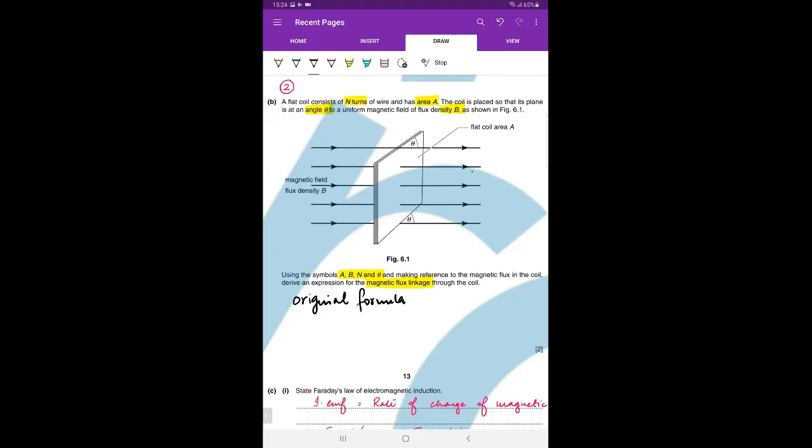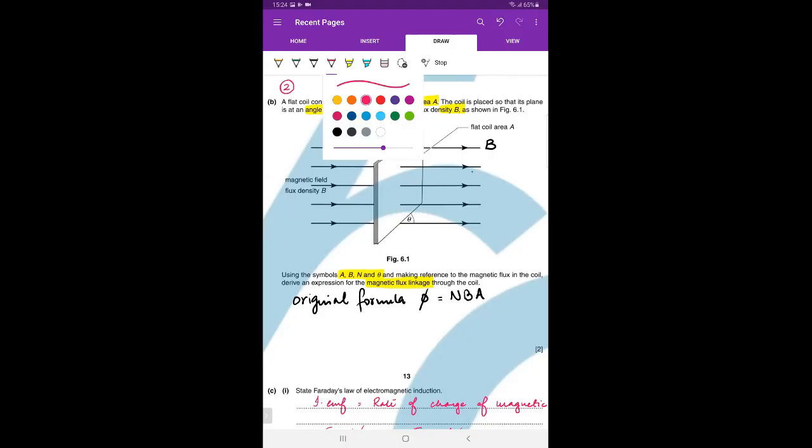So the original formula, as we used in the previous example, was NBA. But the formula NBA is only valid provided that the field lines are perpendicular to the area, which is not the case over here. So here you have to do resolution. I resolve the field lines, please check. I am calling the field lines B. Now I am resolving and constructing components.